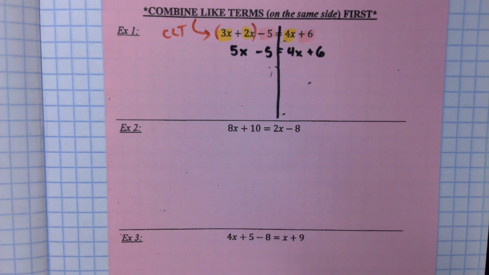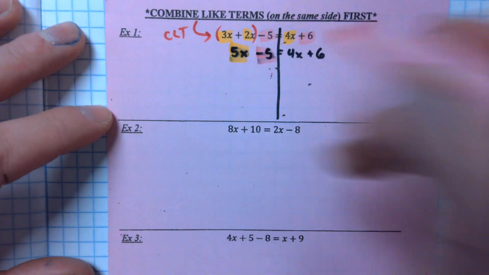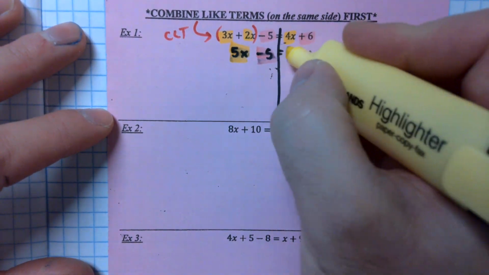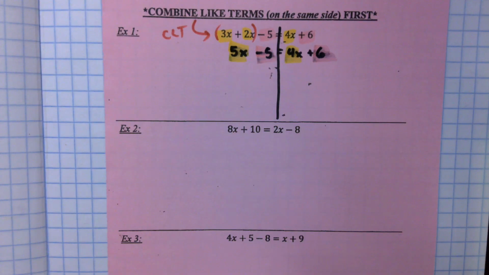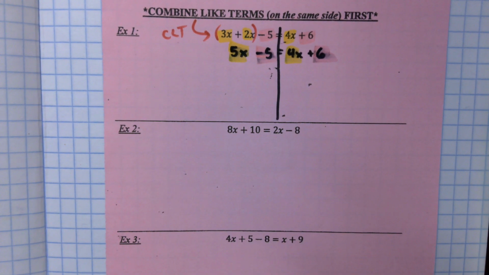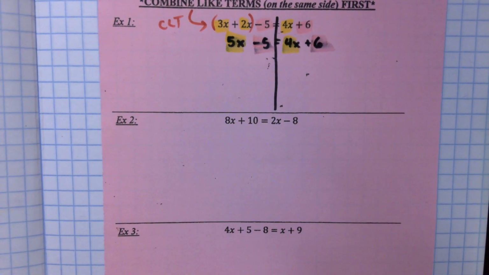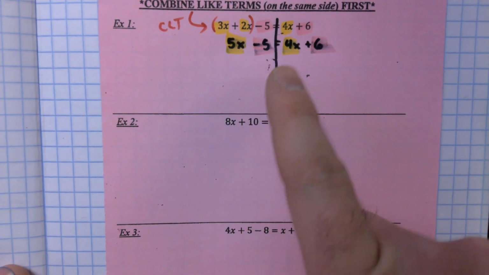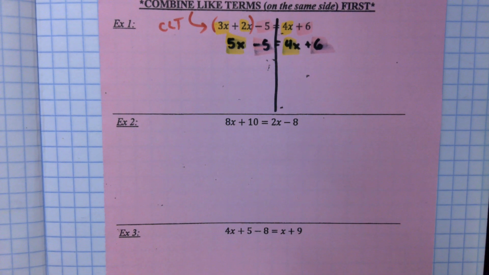Combine like terms. Okay? Once I see that there's nothing left that's the same color on the same side for me to combine, now I'm going to start subtracting and adding things to both sides, but only then. I'll give you a second to finish highlighting.